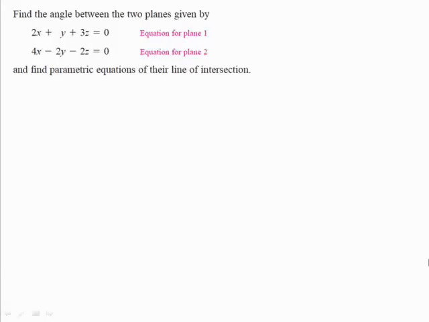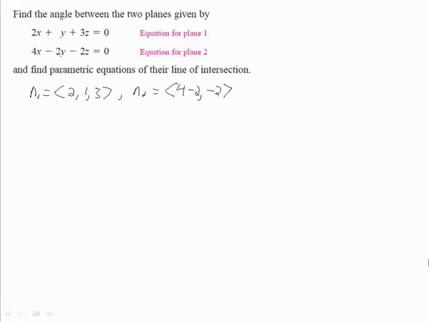Find the angle between the two planes given by 2x plus y plus 3z is equal to 0 and 4x minus 2y minus 2z is equal to 0, and find parametric equations of the line of intersection. The normal vectors for the planes are n sub 1 is equal to the vector 2, 1, 3, and n sub 2 is equal to the vector 4, -2, -2. The angle between the two planes is determined as follows.